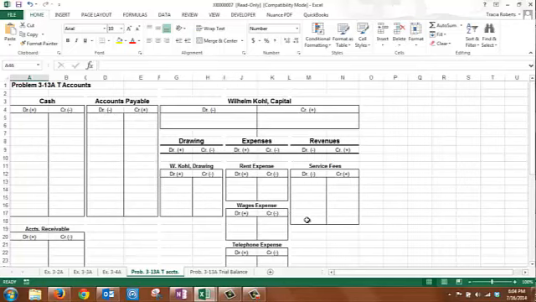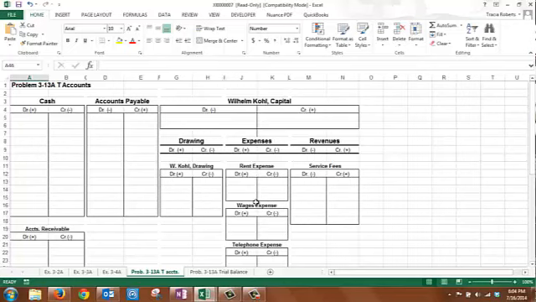Our next set of columns are all under owner's equity. We have capital, which is money you invest in the company. To decrease it, you debit. To increase, you credit. We have drawing, which is money the owner takes out of the company. To increase, you debit. To decrease, you credit.